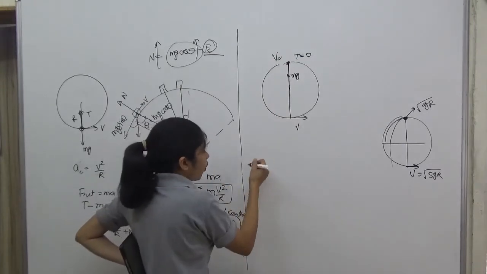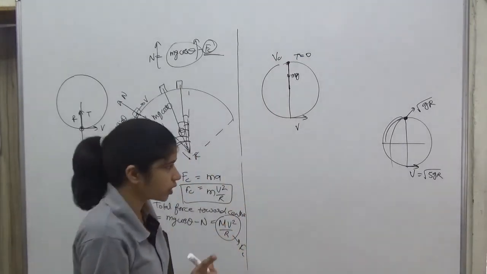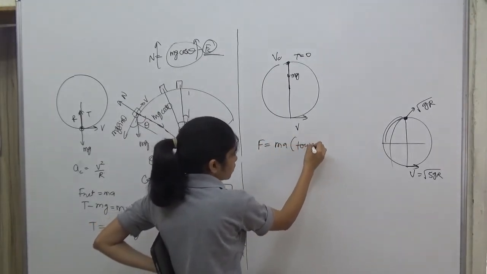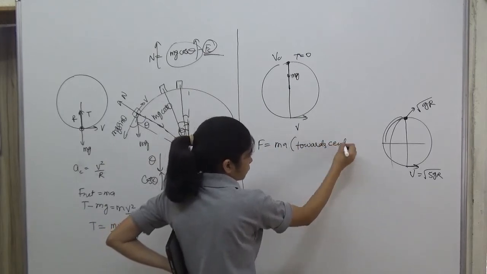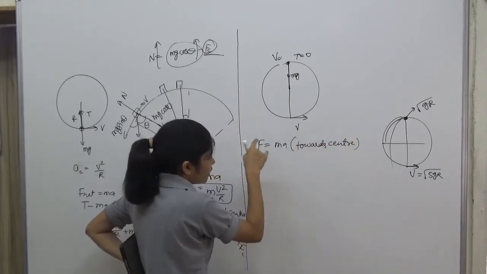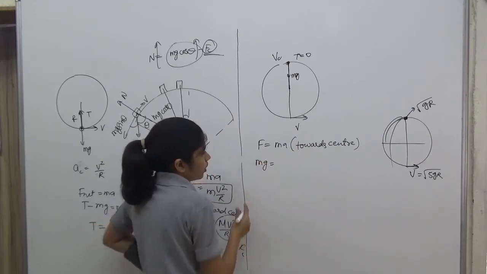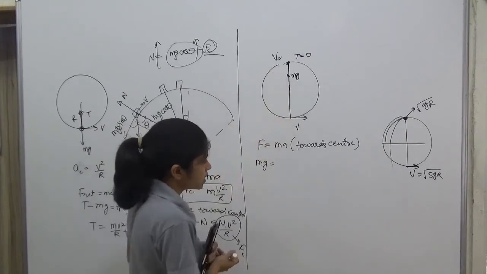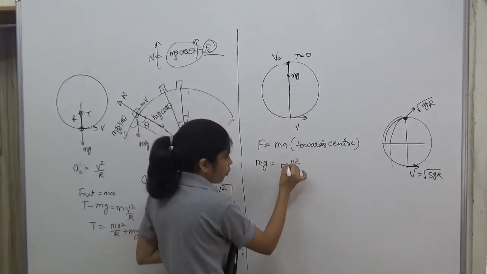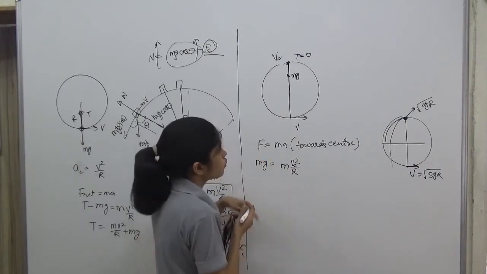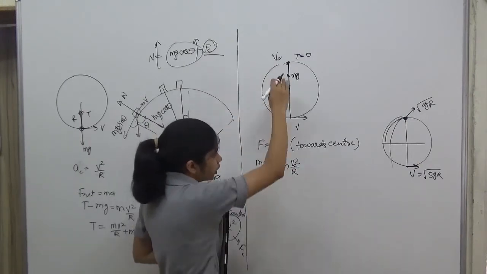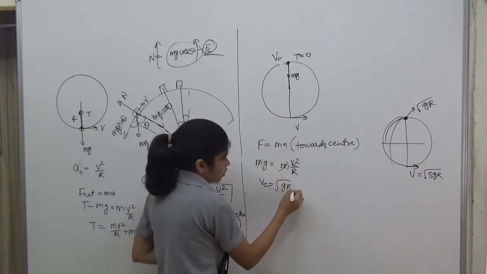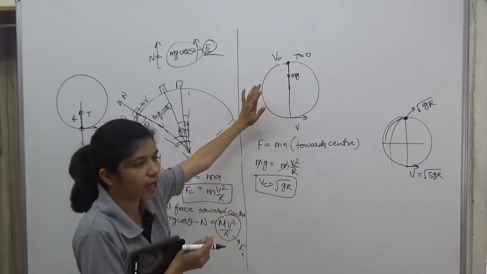So what will we write? Only one force we have towards the center. Okay? So F is equal to ma towards center. F towards center is mg, and towards center the acceleration is v square by r, so m vc square by r. The force towards center is mg. So from here we can write vc is equal to root gr. So critical velocity at this point is root gr. From here also it came.